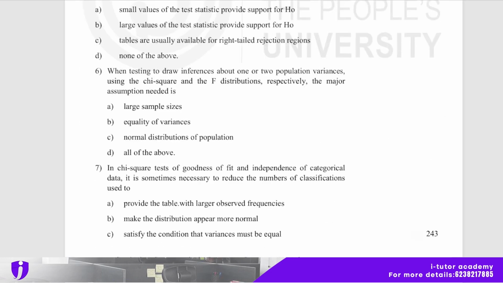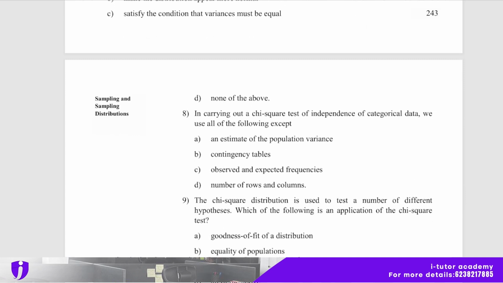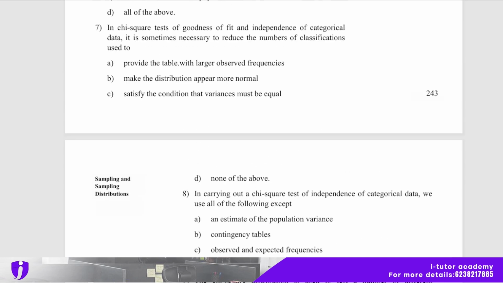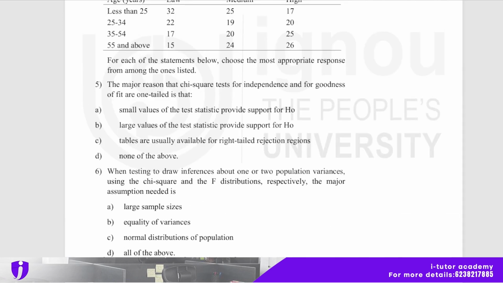For more, here are equation-based questions also. The chi-square distribution is used to test a number of different hypotheses. Which of the following is an application of the chi-square test? These are multiple choice questions, so you can easily answer them. Try to do them, and also do the assignment in parallel, and this will help you for your term-end examination.